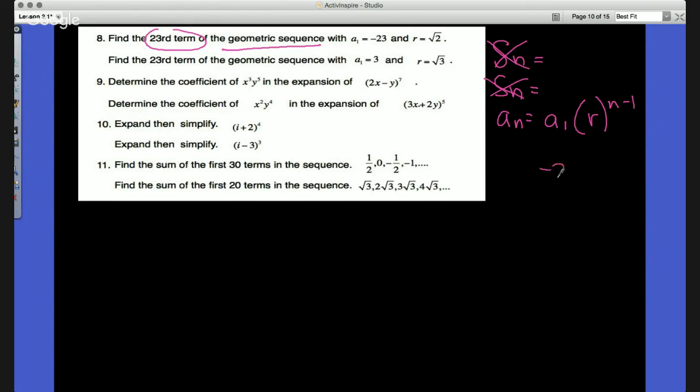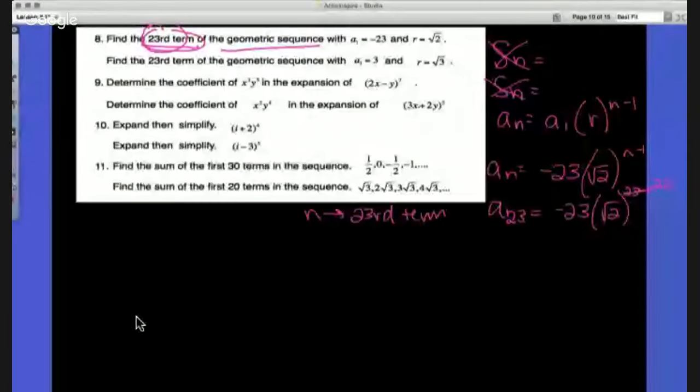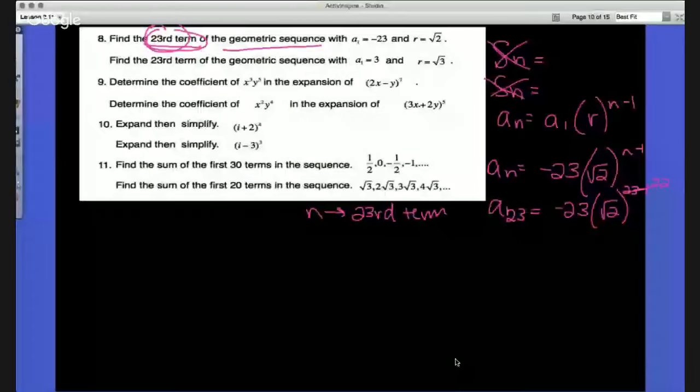Knowing that A of 1 is negative 23 and the rate r is square root of 2, we can plug in what we know to solve for A of n. Because we're trying to find the 23rd term, n is always whatever term we're trying to find, so n is 23. So A of 23 equals negative 23 times square root of 2 to the 23 minus 1 power, or we could just say 22. So on our calculator, we're going to do square root of 2 to the 22nd power. Okay, so I'm going to come in here.